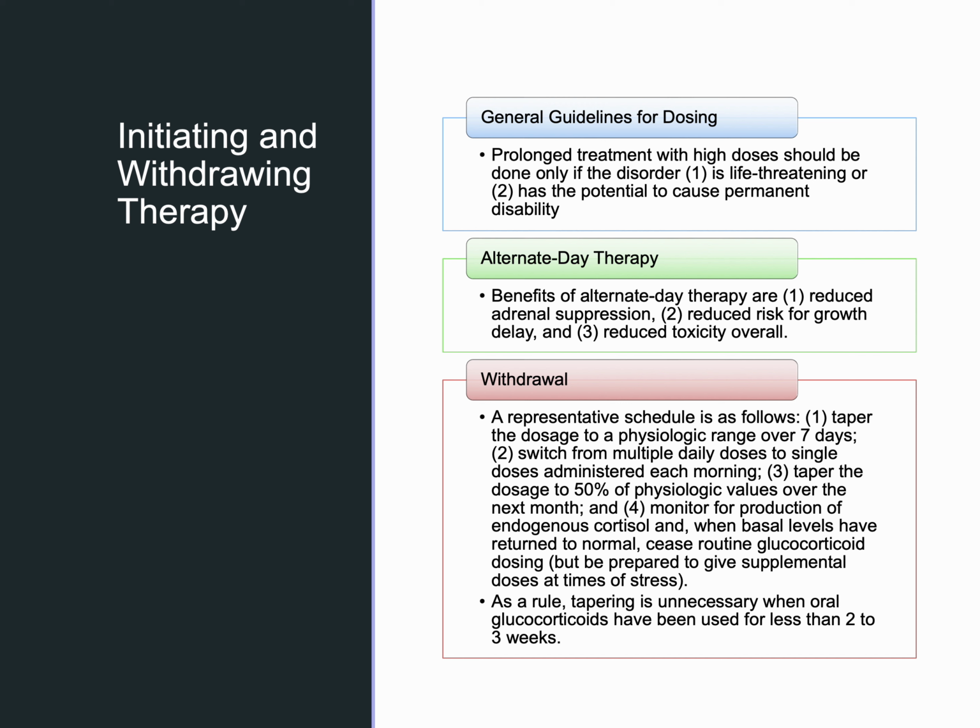If you used it over 3 weeks, then you're going to start this again. You're tapering the dosage down to a low dose for 7 days. Then you're going to switch that to multiple day dosing down to once a day. And then you're going to bring it even down to 50% for the next month. Okay, so very important detail here: anything over 2 to 3 weeks.